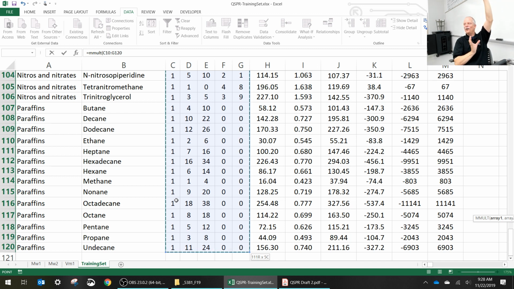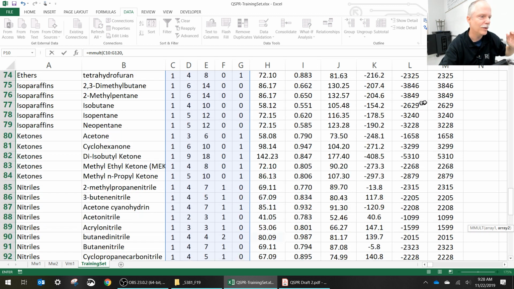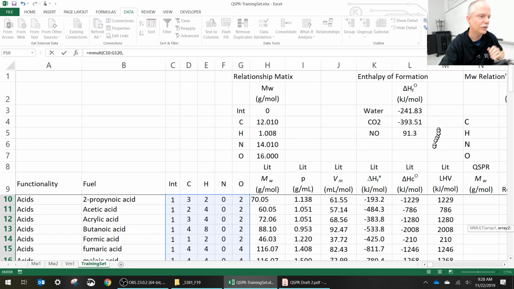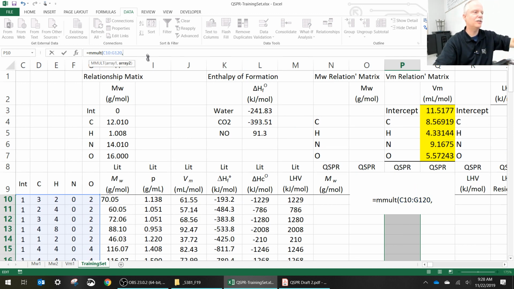I've got the whole block with no labels. Okay? Then I hit comma. Once I hit the comma, I can go back to the top with my scroll wheel or using this scroll bar over here on the right. Okay? And then I put the cursor after that comma, and then I go and get my relationship matrix.